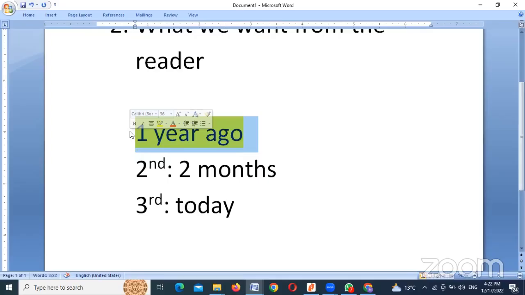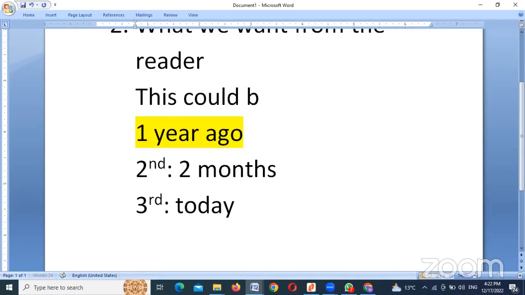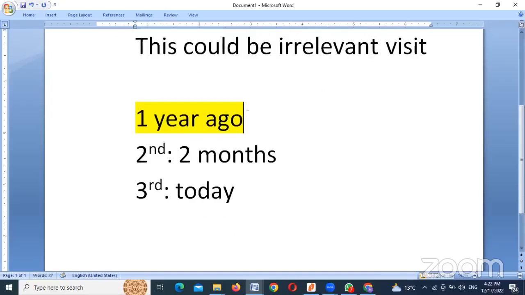The reason is this could be an irrelevant visit. This one, that is 1 year ago, could be irrelevant. So we need to be very careful. Yes, old history. For example, 1 year ago, the patient had symptoms of flu. You can write cold.